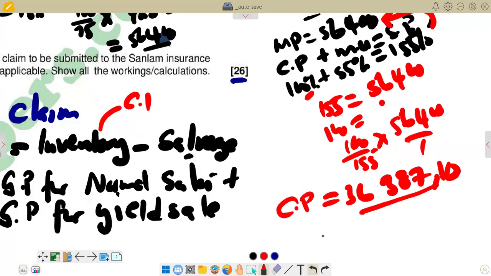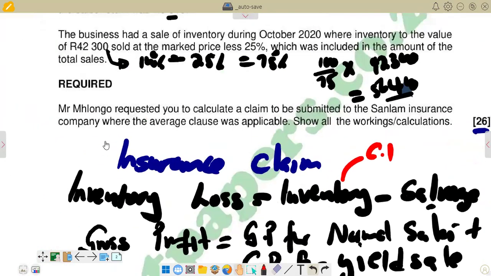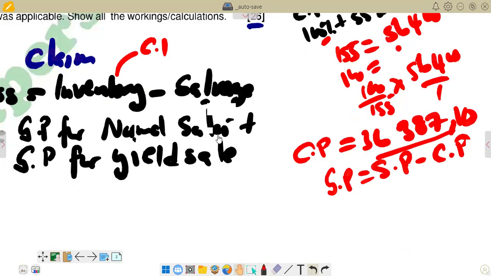Then we are going to use that formula to find now the gross profit. We are now saying selling price minus cost price. So our selling price, I remember, is 42,300. So if you come here, you'd see that this is our cost price. Our selling price, sorry, is 42,300. And now we have the selling price, so we can now find the gross profit.